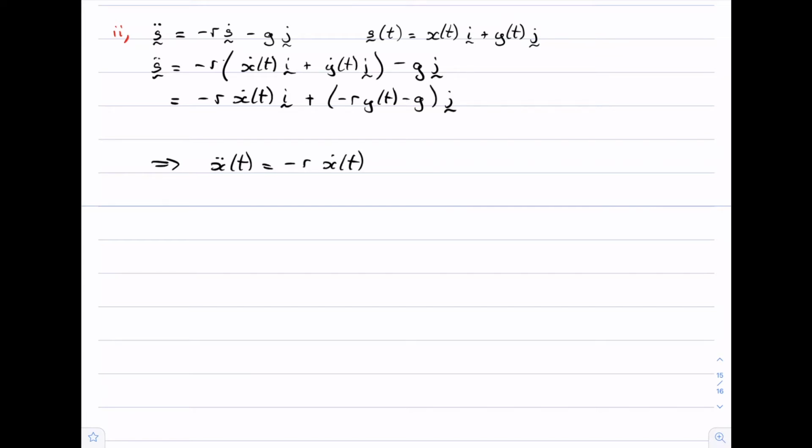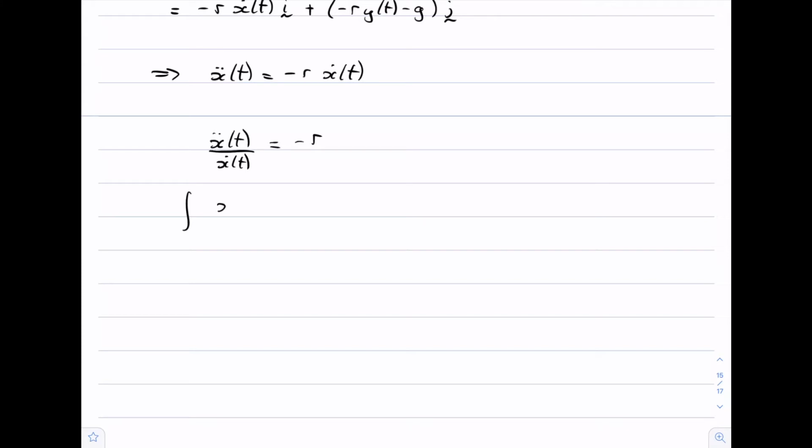And now this is just a differential equation which we need to solve. Now the way to go about this is to divide by x dot of t. So let's do that. x double dot of t over x dot of t equals minus r. And now we want to integrate both sides with respect to t. So when I integrate, I have x double dot t over x dot t dt. That's equal to the integral of minus r dt.